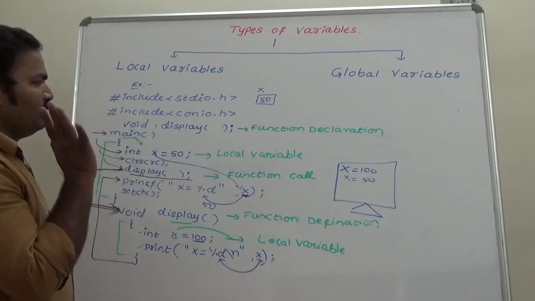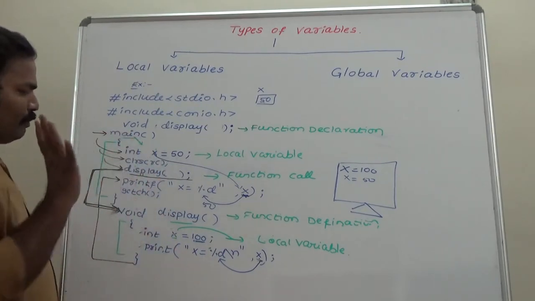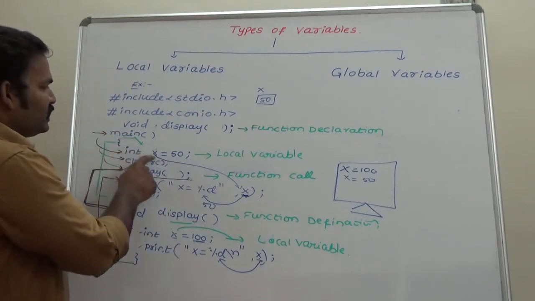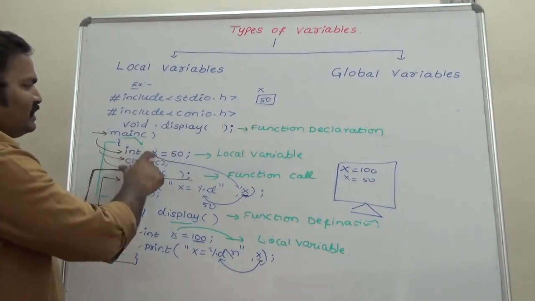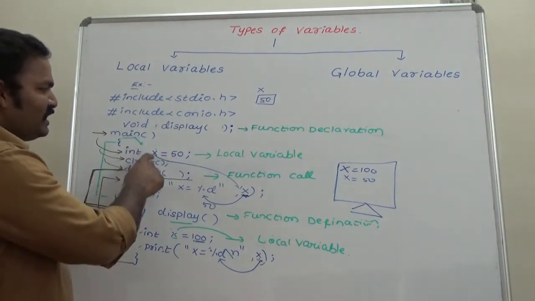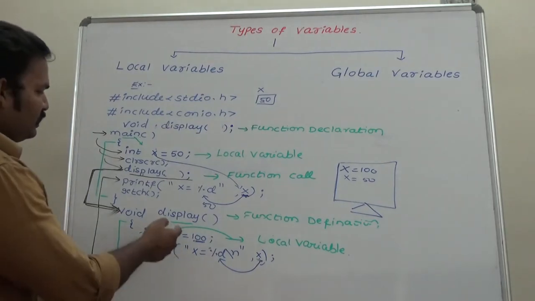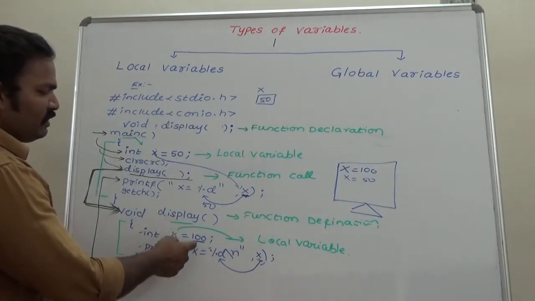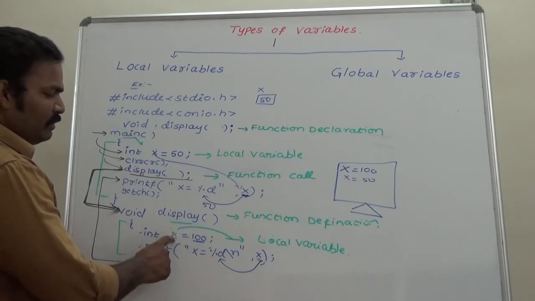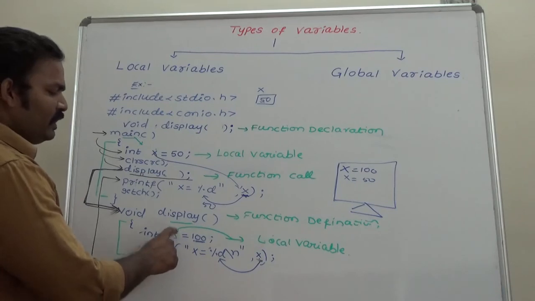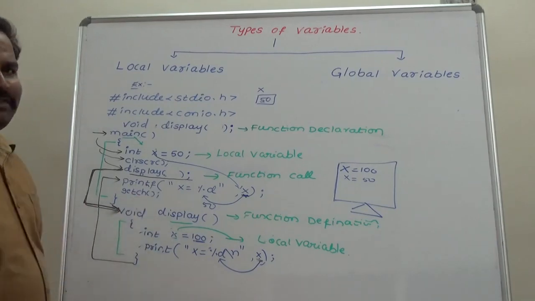Okay. So once again I am repeating. In this program there are two functions, main function and display function. For the main function, x value is 50. The x variable is declared in the main function. That's why x is a local variable of the main function, and this x variable can be used only within the main function. Next, for the display function, x value is 100. In this function the x variable is declared. So the x variable is a local variable of the display function, and this variable can be accessed only within the display function. So clear?